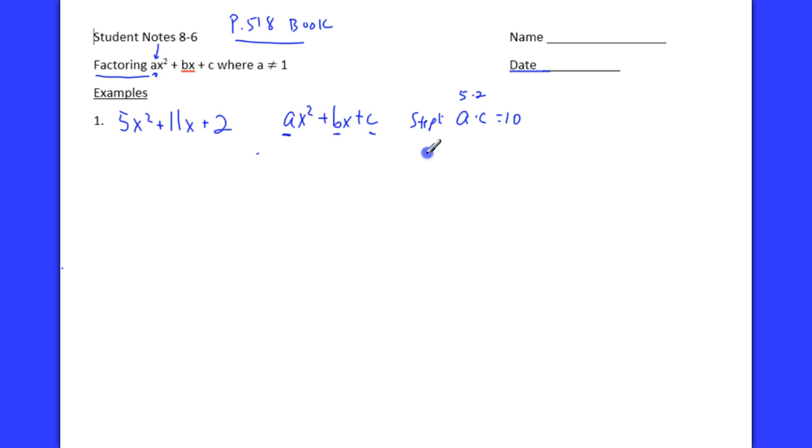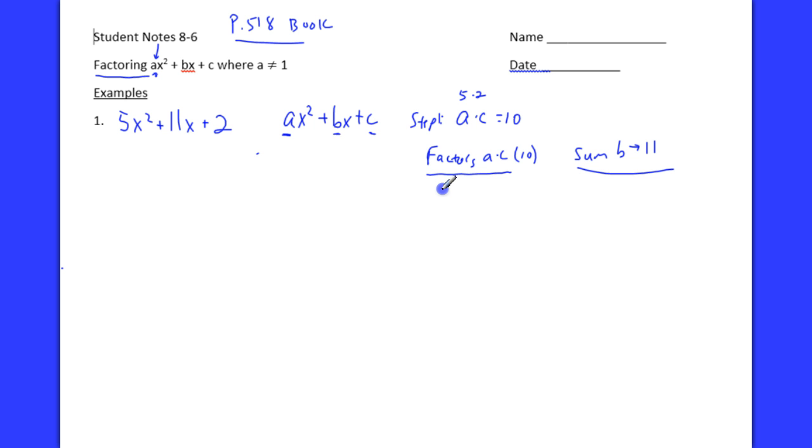Okay, so what we're going to do is we're going to list the factors of a times c. So we're going to list the factors, which in this case would be 10. And then we want to know which pair of factors sum to whatever b is. And b is that 11, which sum to, in this case, 11. So we want factors of 10 that sum to 11.